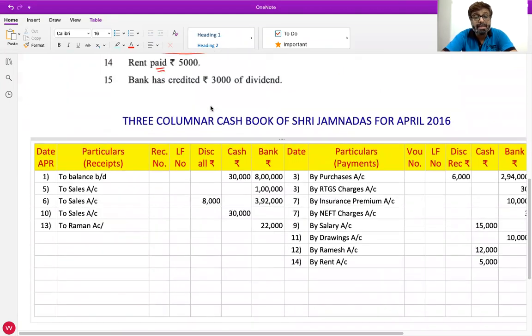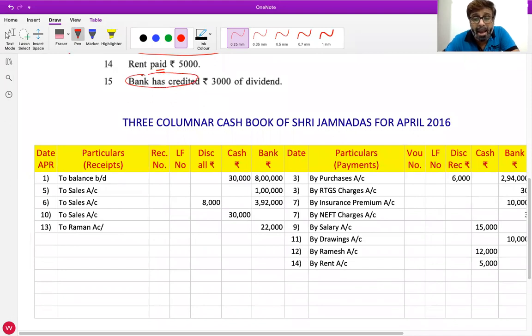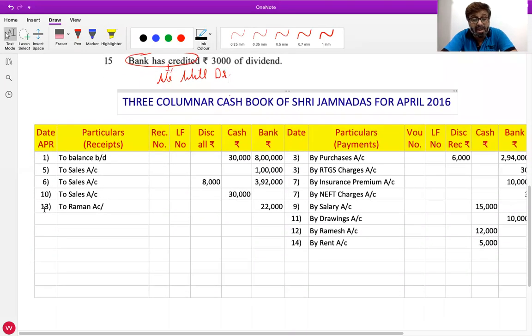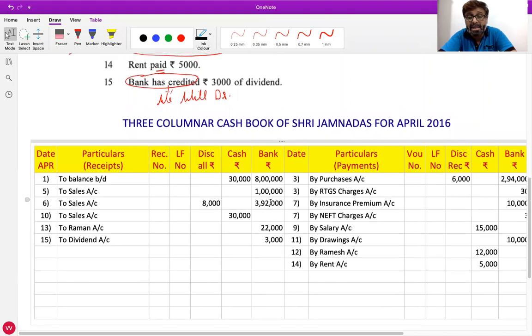Okay. Next, last transaction. Bank has credited. We will debit. Debit side. Bank has credited 3,000, so we will write on the debit side. To dividend account. And what is the amount in bank column we will record? 3,000. Is that clear, everyone?